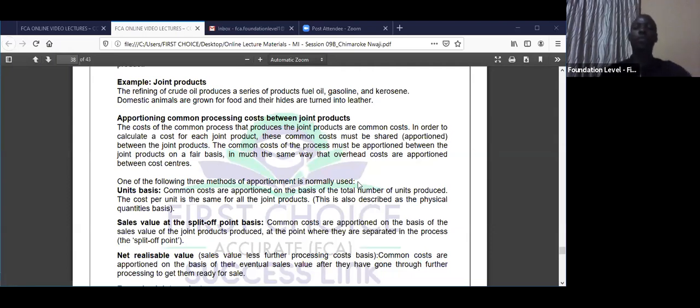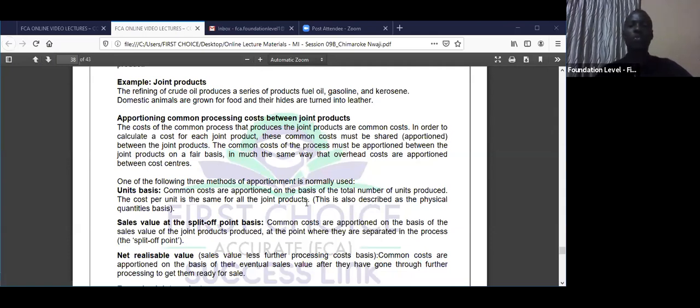Total number of units produced is what is used to apportion the costs. So the cost per unit is the same for all joint products. So what it means is this. If we have a joint product and when we split the product, maybe we have 3 different products. Product A has 3 units. Product B has 2 units. Product C has 5 units.